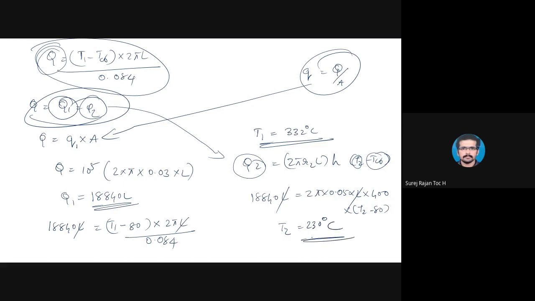The problem statement asks us to find the inner surface temperature and outer surface temperature. So we calculated that the inner surface temperature is 332 degrees Celsius and the outer surface temperature is 230 degrees Celsius. So T1 is greater than T2. Where a temperature gradient exists, there is a possibility of heat transfer. I think the problem is clear to all of you. Okay, thank you all.